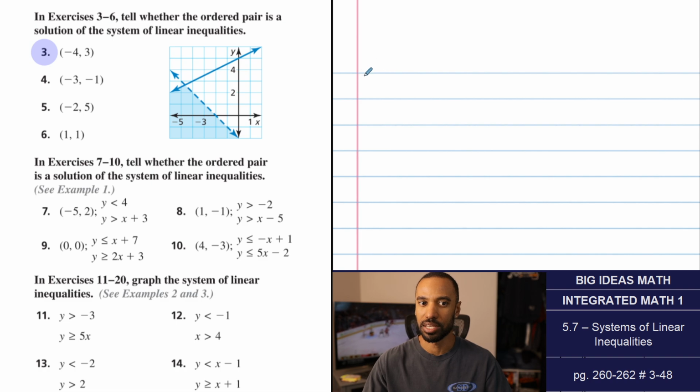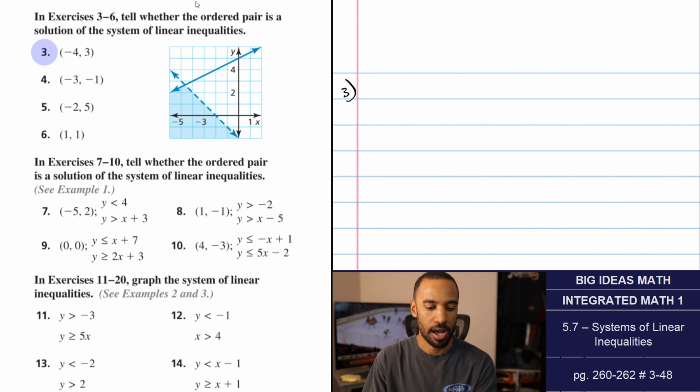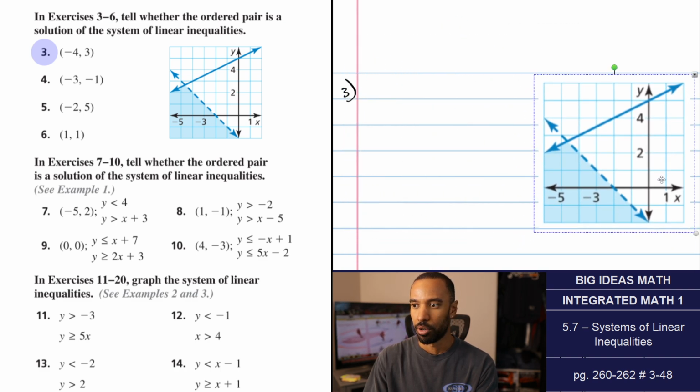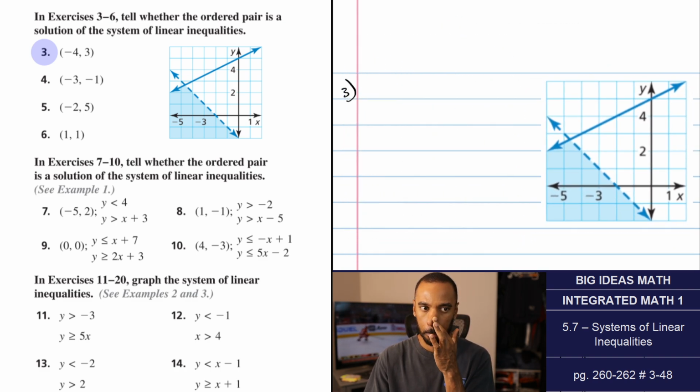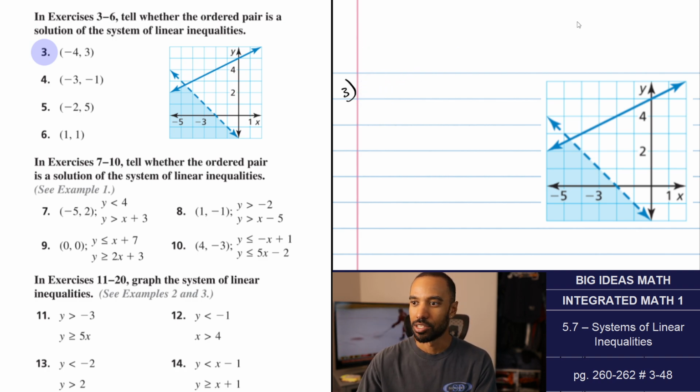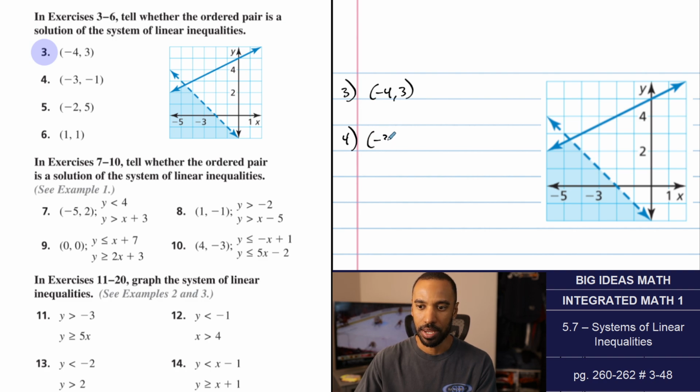Okay, next it says 3 through 6. Tell whether the ordered pair is a solution to the system of linear inequalities. If you were just with me on number 2 in the vocabulary and core concept check, then this should look pretty close to what we were doing. So I'll get these all set and ready to go right now. Sorry about that, I had the wrong pen out. -4, 3, -3, -1. I'm just getting them all set right now. -2, 5, and 1, 1.